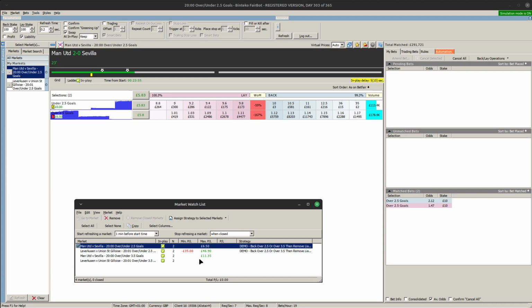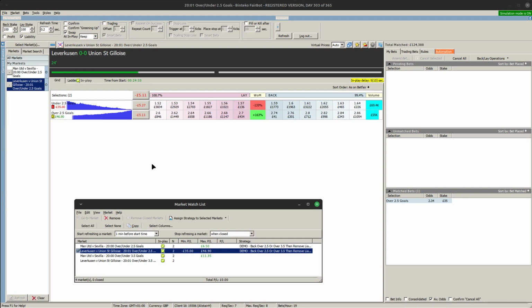So the match at Manchester is fine. It's the one at Leverkusen that is not doing very much. So we've got £35 in the market at the moment, halfway through the first half. So once again, I'll come back when something exciting happens.